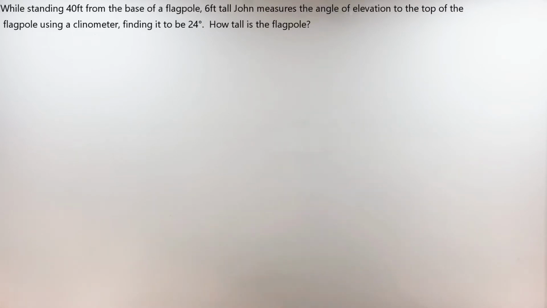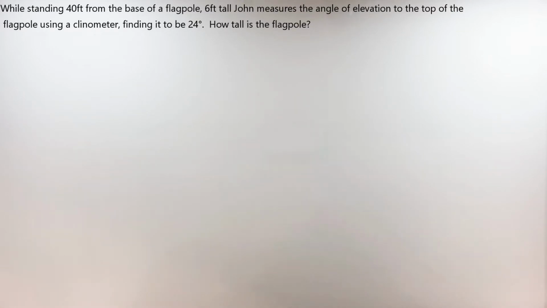Okay, so we'll start with the word problem itself. We'll start by reading it, looking at the values, and then we'll draw our picture and then solve. Okay, so here's the first one. While standing 40 feet from the base of a flagpole, 6-foot-tall John measures the angle of elevation to the top of the flagpole using a clinometer, finding it to be a 24-degree angle. How tall is the pole?